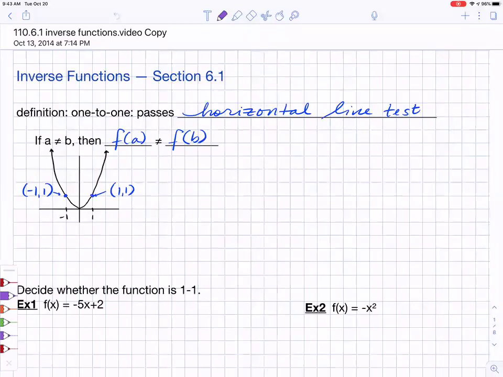An inverse is simply going to be something that undoes something else. Now, before we can talk about inverses, I need to talk about one-to-one. So the concept of one-to-one.